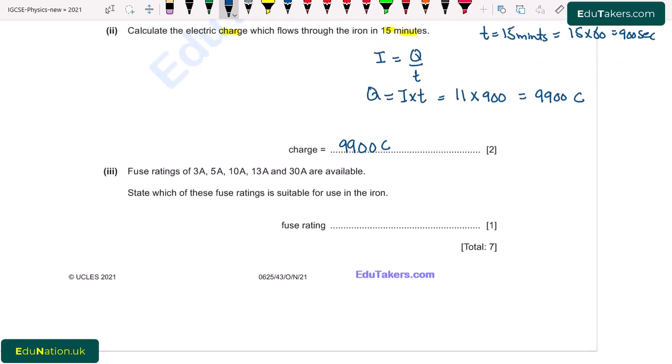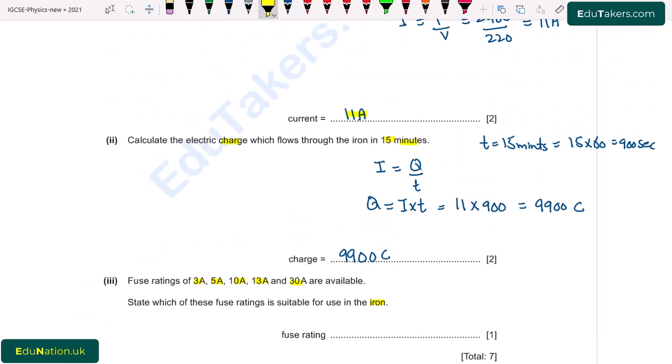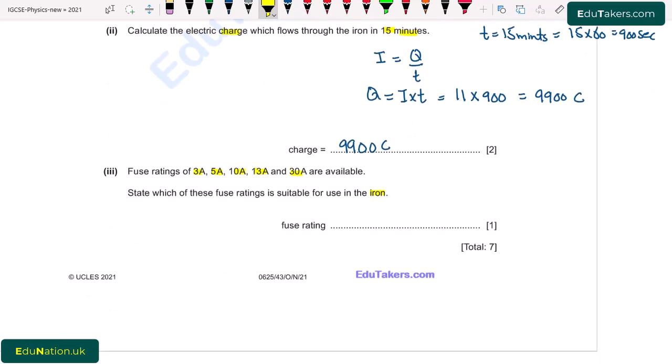Part 3. Fuse ratings of 3 ampere, 5 ampere, 10 ampere, 13 ampere and 30 amperes are available. State which one of the following fuse ratings is suitable for use in the iron. So first of all, we see the value of current that is passing through the iron. It is given, that is 11 amperes. So any fuse rating whose value of current is less than this value is not suitable, and for a suitable fuse the value of the current will be equal to the fuse rating.